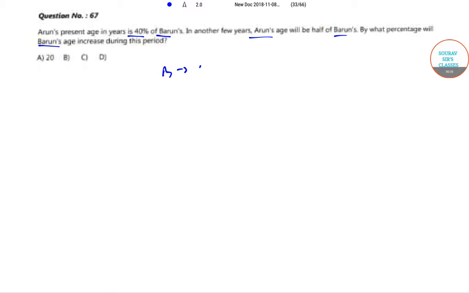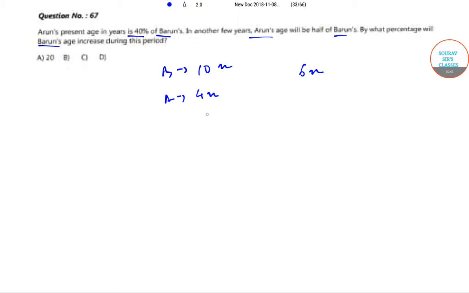So let Barun's age be 10x. Then Arun's age is 40% of 10x, so 4x. The difference between their ages, 6x, is a constant. Now when Arun's age is 50% of Barun's age, this difference would also be 50%.